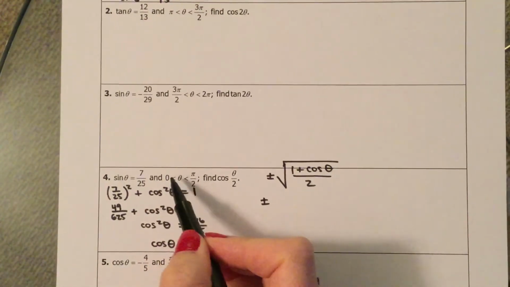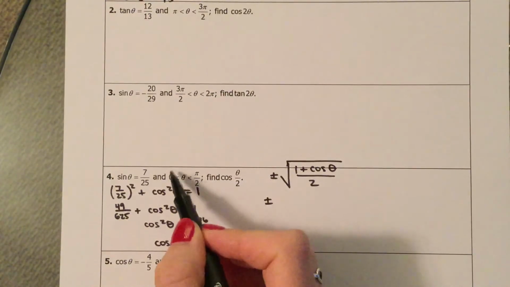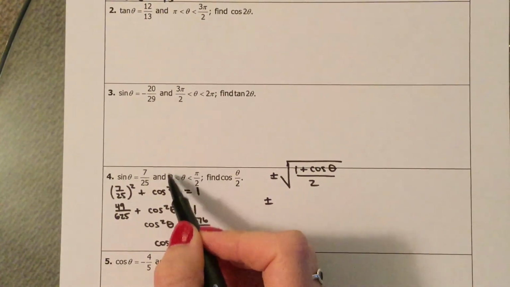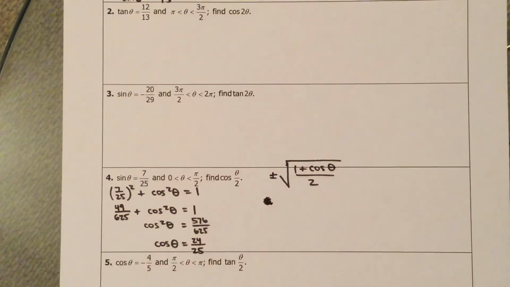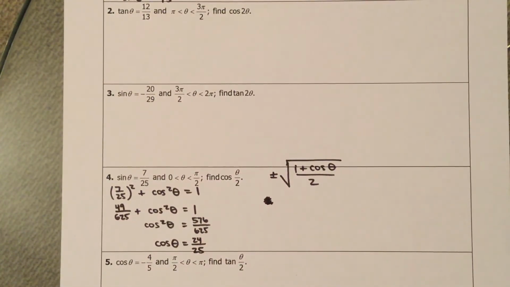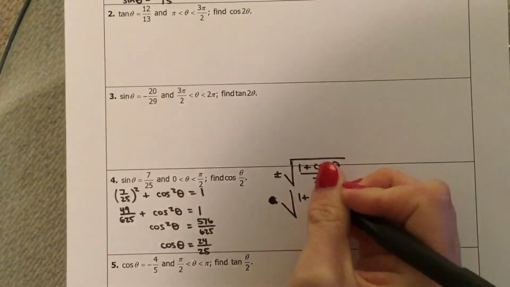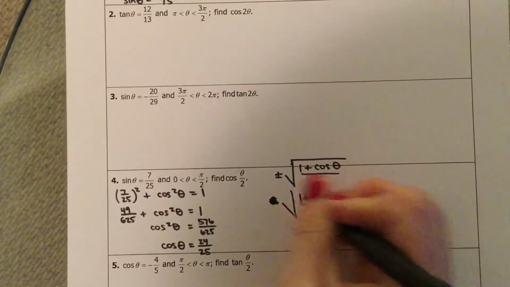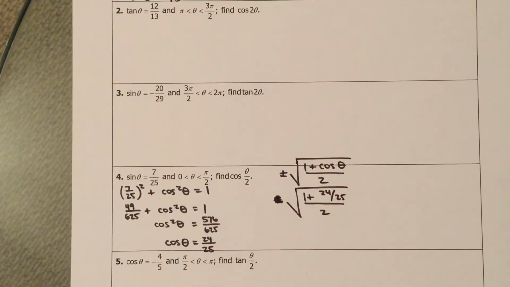If the original angle is in quadrant 1, when I cut those values in half, half of 0 to pi over 2 would be somewhere between 0 and pi over 4. So that is still in the first quadrant, so that is going to be positive. So I know that for sure. Under the square root, I have 1 plus, and then cosine, I have 24 over 25. And we'll work on simplifying that down to a nice reduced fraction.